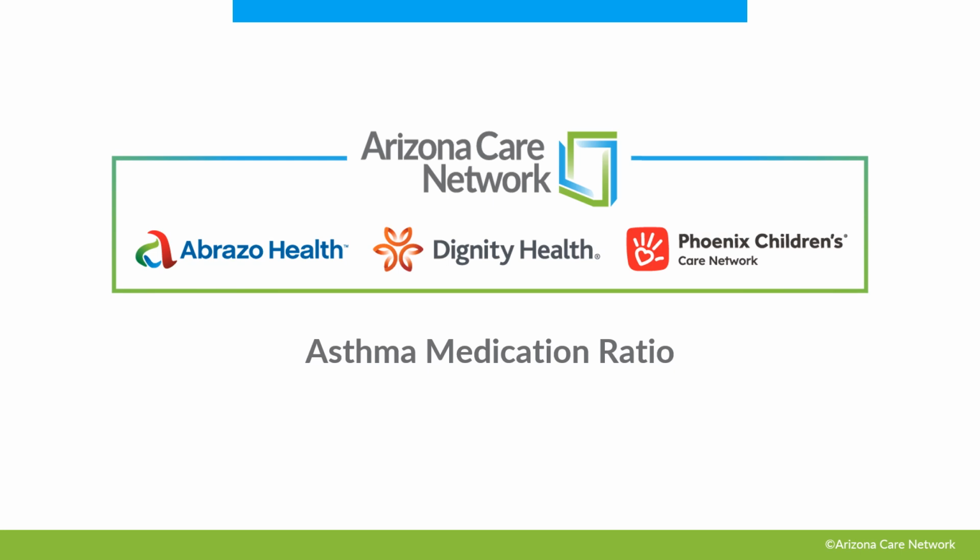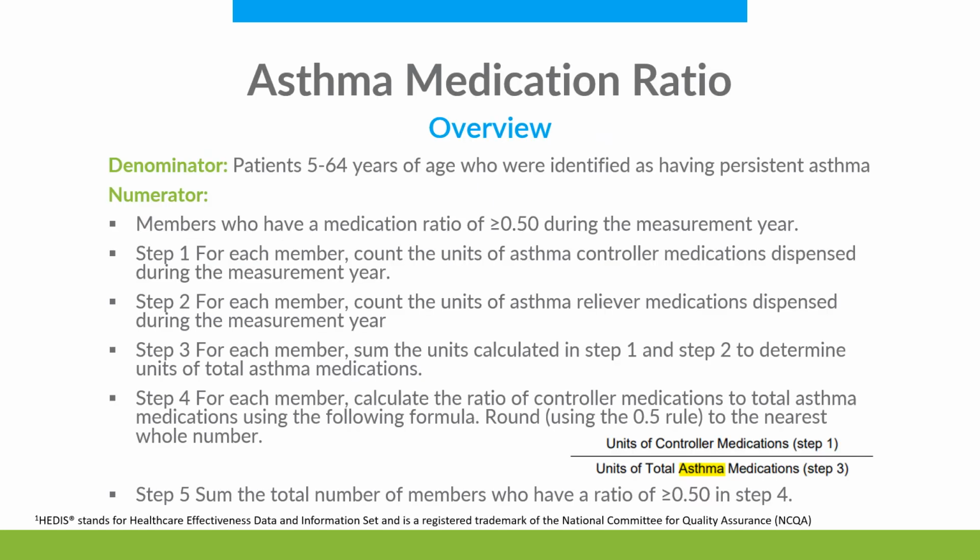This video will cover the asthma medication ratio pharmacy measure. The population that falls within this category of pharmacy measure are patients between 5 to 64 years of age who were identified as having persistent asthma and had a ratio of controller medications to total asthma medications of 0.5 or greater during the measurement year.